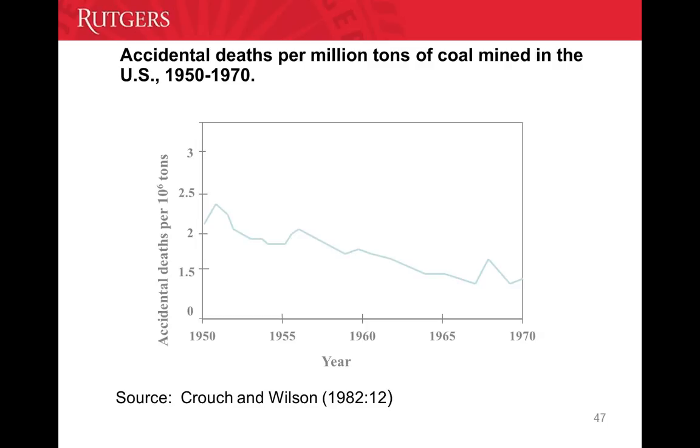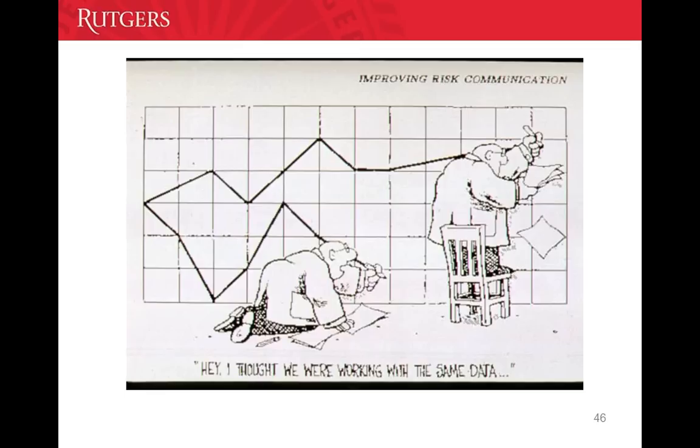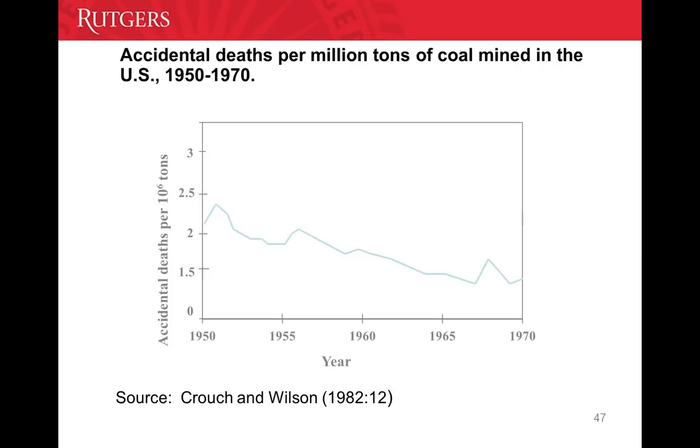And so I wanted to share with you, the cartoon is one thing. That's one thing, but here are some examples. This is a study by Crouch and Wilson. It's an old study now, back in 1982. But let's look at taking the same data set and how we represent it. So here are accidental deaths per million tons of coal mined in the United States in the window between 1950 and 1970. The x-axis is the years, and the y-axis is the accidental deaths per million tons of coal.